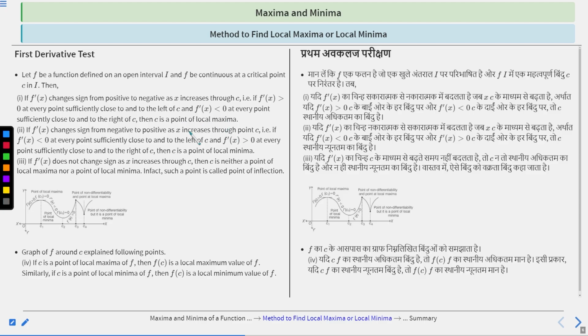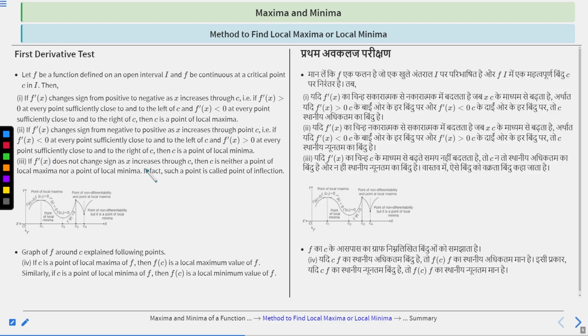Okay, you have to remember this. Next, if f dash x changes sign from negative to positive as x increases through point c, that is, if f dash x less than 0 at every point sufficiently close to and to the left of c, and f dash x greater than 0 at every point sufficiently close to and right of c, then c is a point of local minimum.